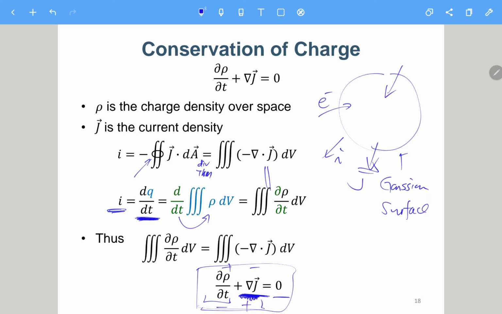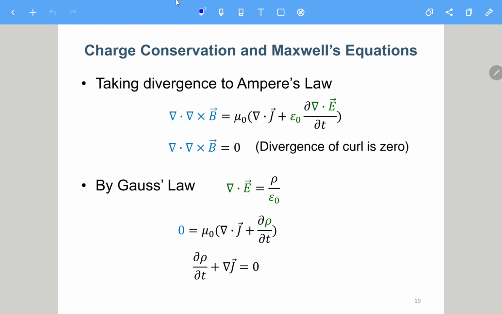And how does it relate to the Maxwell equation? Suppose we have Ampere's law. Let me try to write it again. For Ampere's law, it is curl of B equals mu naught J, plus epsilon naught partial E partial T. So this is Ampere's law.